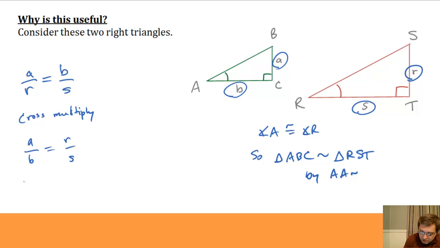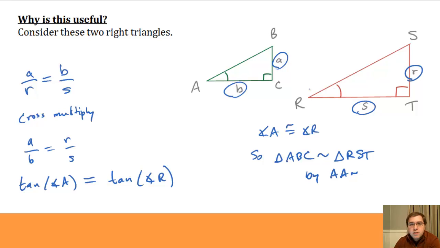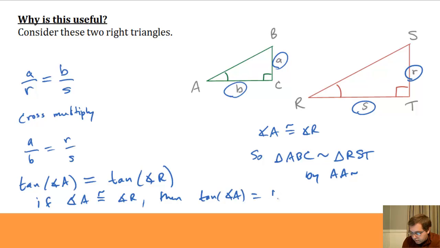But A over B is the same thing as the tangent of angle A, because A is opposite angle A, B is adjacent to angle A. And R over S is the same thing as the tangent of angle R, because little r is opposite angle R, and S is adjacent to angle R. So that means that if angle A is congruent to angle R, then the tangent of angle A equals the tangent of angle R.